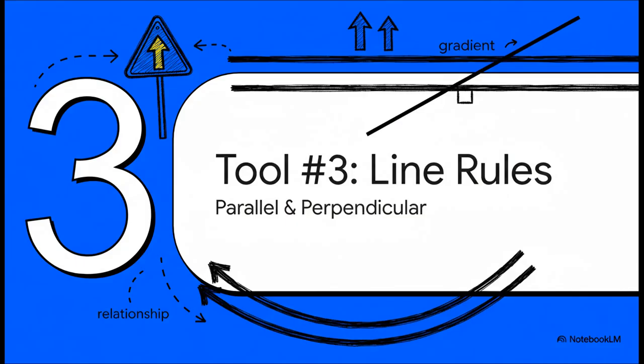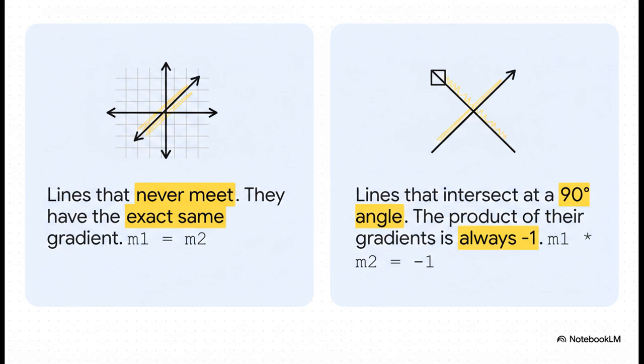Okay, on to our third tool. This is where we see how that gradient idea actually defines the whole relationship between 2 different lines. It's kind of like the geometric rules of the road. And here are the 2 fundamental rules. For parallel lines, well, they run in the same direction, right? So it makes total sense that they have the exact same gradient. Perpendicular lines are a little more clever. Their gradients have this cool property where they multiply together to give you exactly -1.